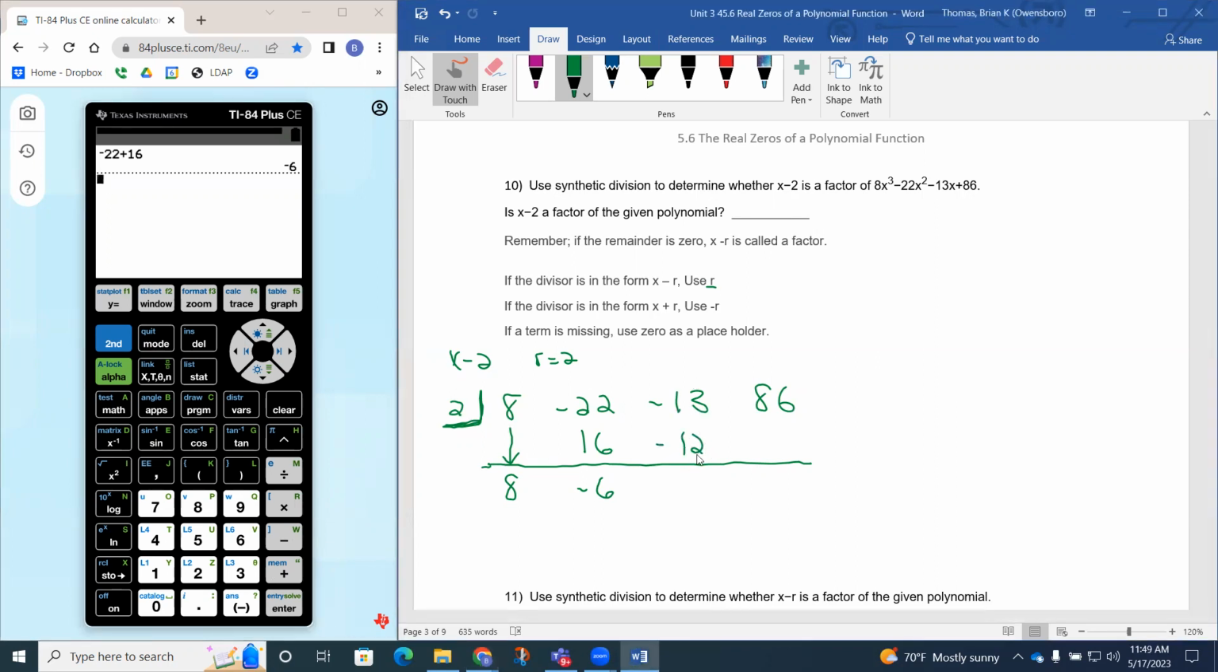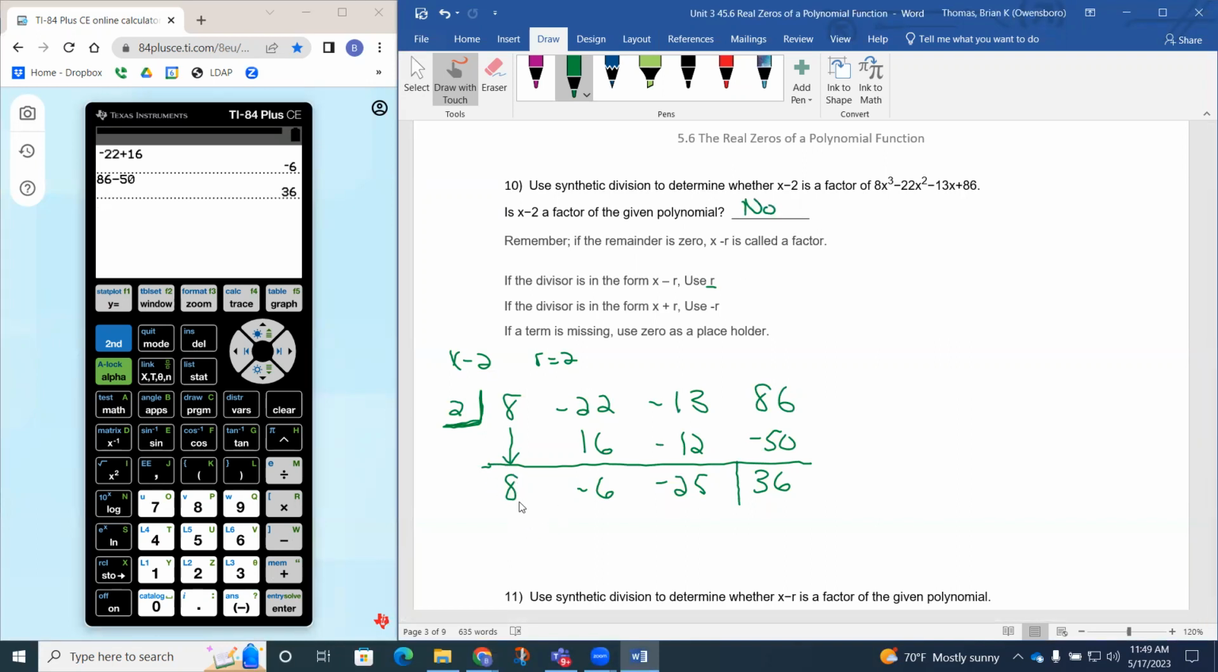And then we add the negative 13 and the negative 12, which is going to give me a negative 25. And then if we multiply again, the 2 times the negative 25 gives me this negative 50. Then if we add, that's going to give me a 36. So this last part, we partitioned off because that's going to be my remainder. If I double check it, 86 minus 50, since the signs are different, that's subtraction, I do get 36. So my remainder is 36. So that tells me that x minus 2 is not a factor. So that would be a no.